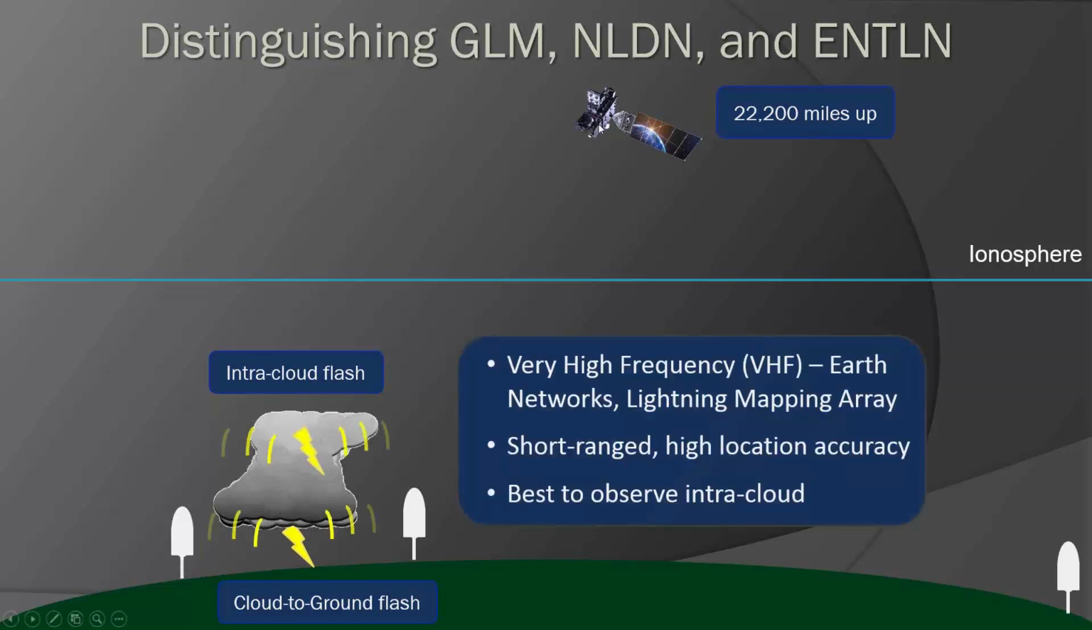One way to operate is in the very high frequency. This is how Earth Networks, or the research lightning mapping arrays, observe some of their lightning detections. This is similar to the old analog television channels, so 83 gigahertz, those types of things. The advantage is very good location accuracy, and it's the best to observe intercloud lightning. However, it is very short-ranged, so we don't get a lot of range out of this type of detection.